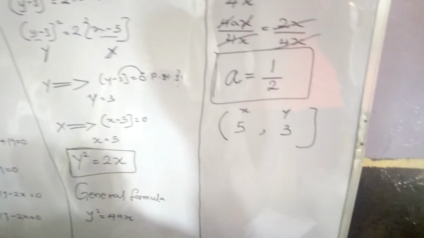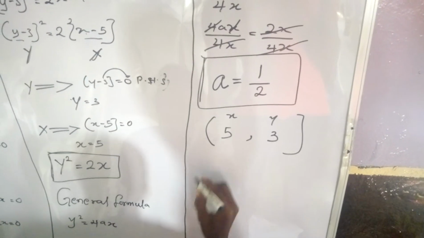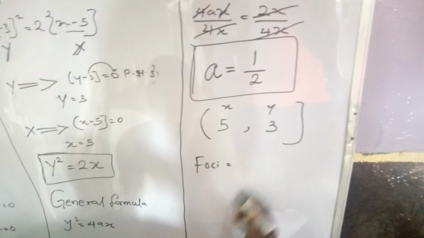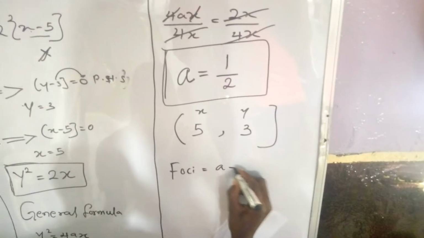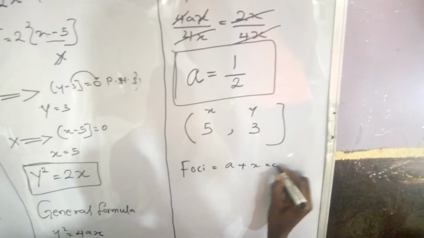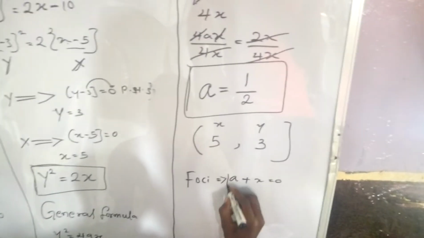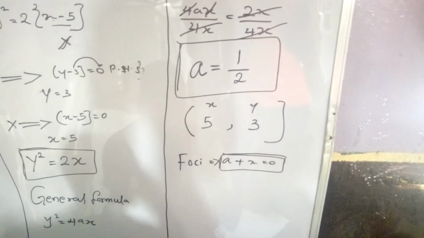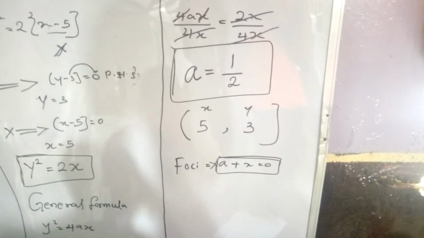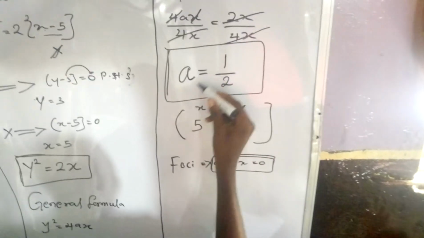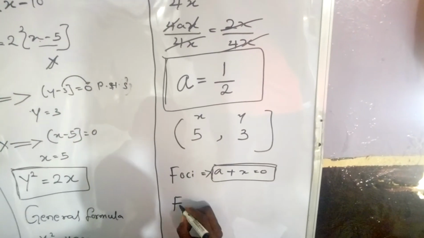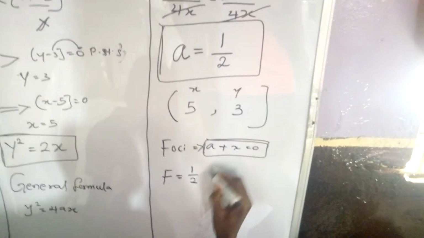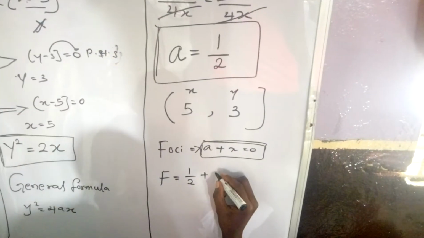Do we understand? Yes. So we are going to solve for f. The general formula for this is a plus x equals f. That's all. Then how are we going to come about this? So our a is 1 over 2. We are solving for f. What is our x? Our x is 5.